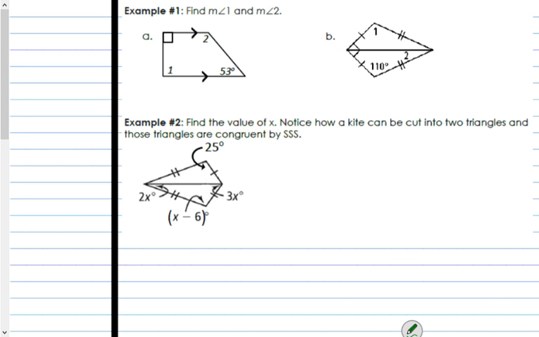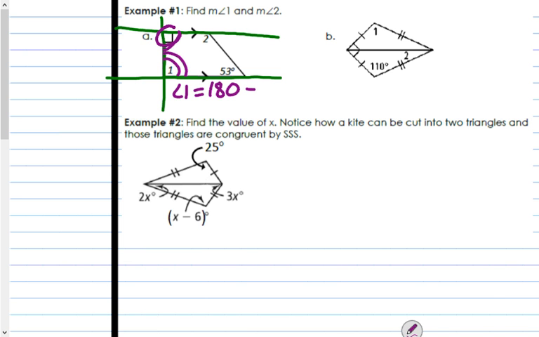Let's look at example 1. Find the measure of angle 1 and the measure of angle 2. So example 1A, this is a trapezoid. I see four sides, one pair of parallel lines. So because it's a trapezoid, here are my parallel lines. This angle and this angle have to add up to 180 degrees. So angle 1 is equal to 180 minus this angle. Well, that angle is 90. So angle 1 is also 90 degrees.